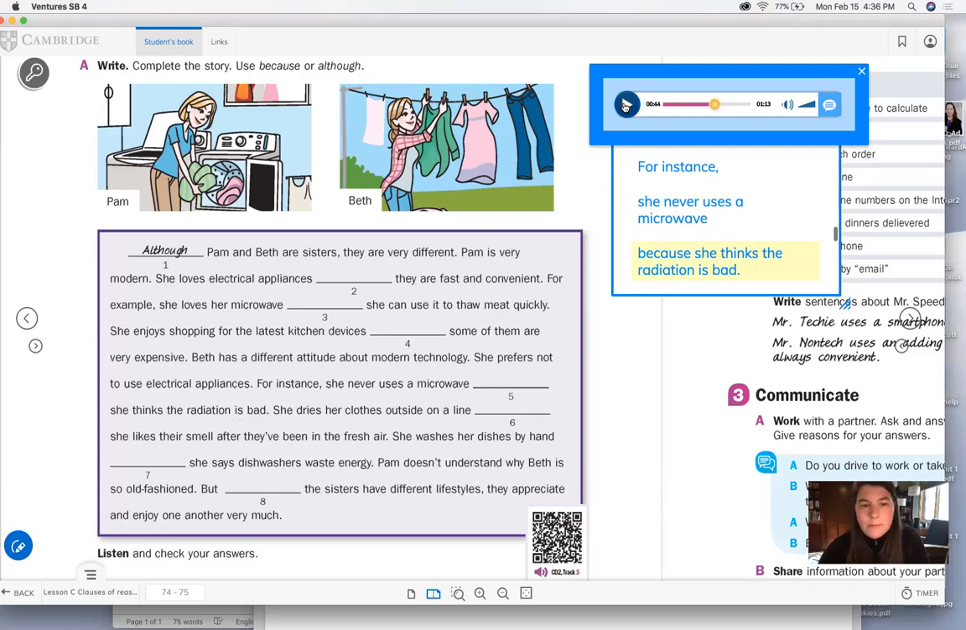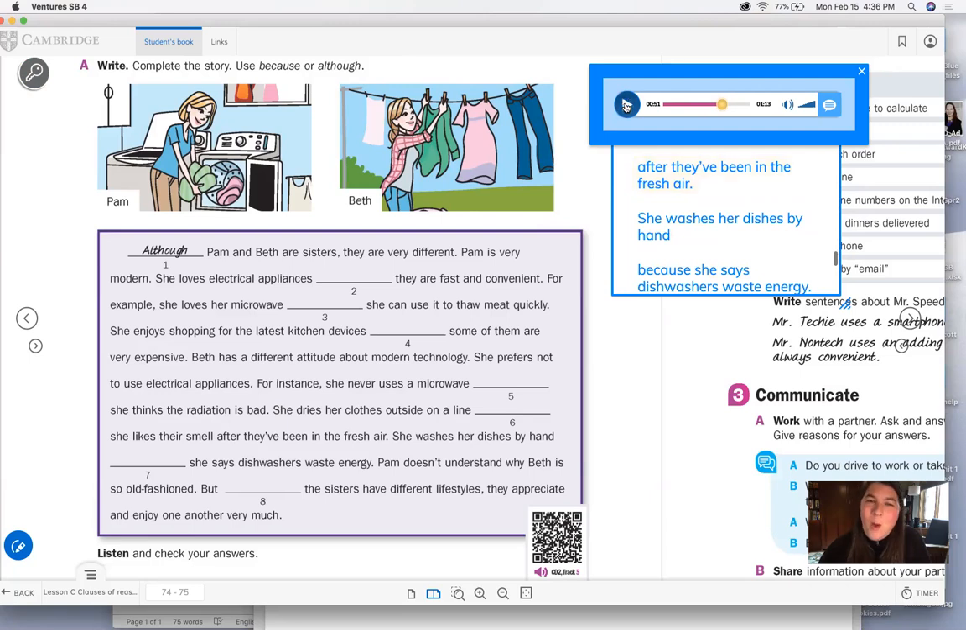That says why. She dries her clothes outside on a line because she likes their smell after they've been in the fresh air. Why does she dry them outside? Because she likes the freshness, the smell outside. She washes her dishes by hand because she says dishwashers waste energy. Why does she wash them by hand? Because she thinks they waste energy. All right, so those are all because.